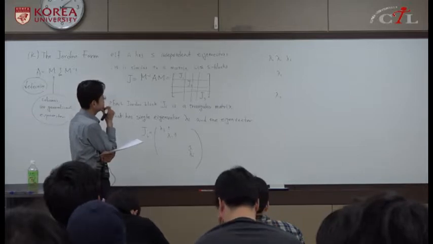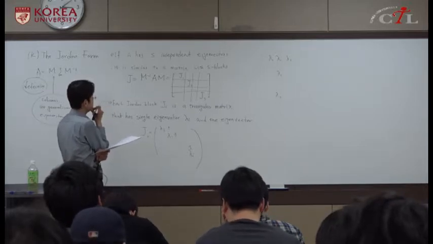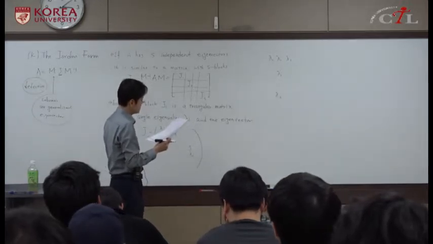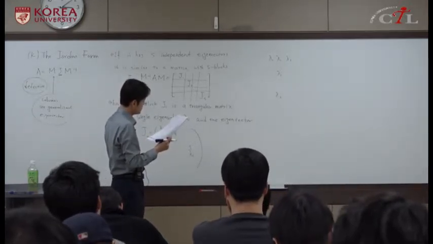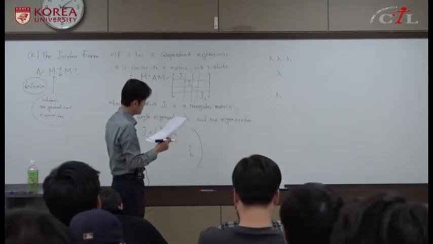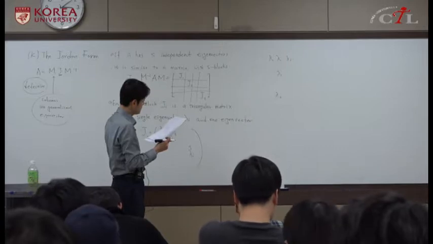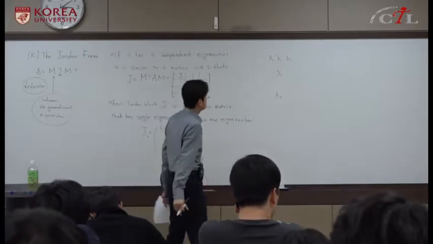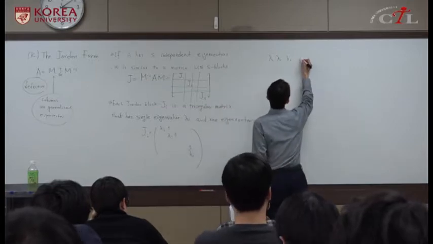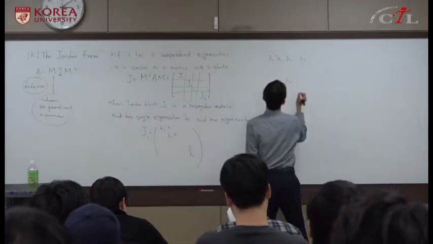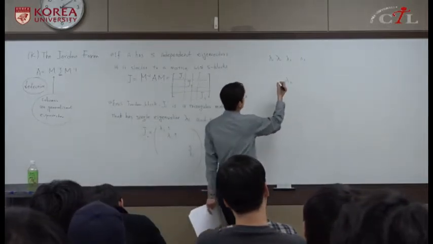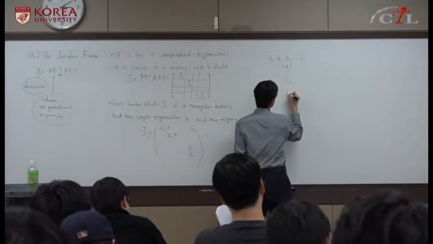Algebraic multiplicity, geometric multiplicity, characteristic polynomial. Okay, for a 5 by 5 matrix, there is one eigenvalue repeated 4 times and another repeated 1 time.